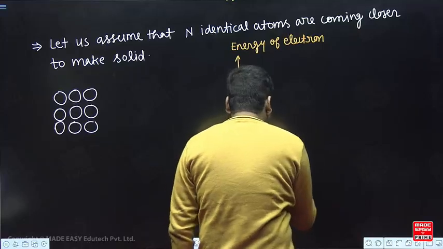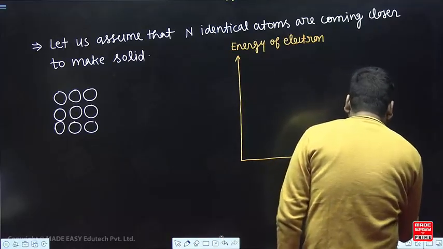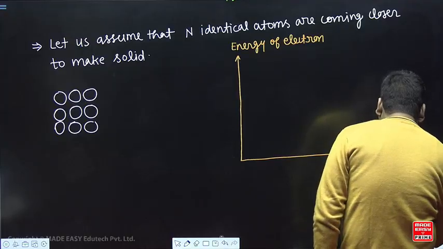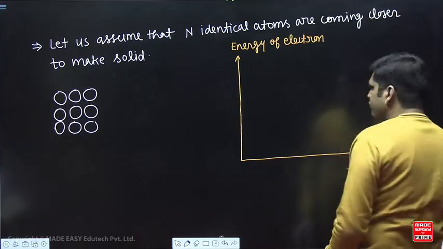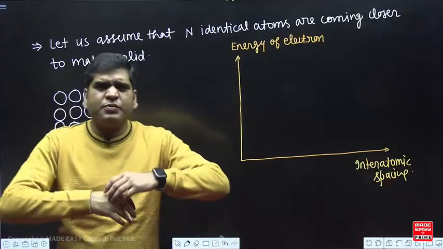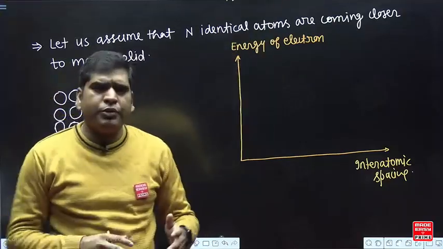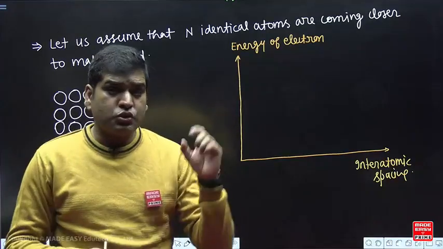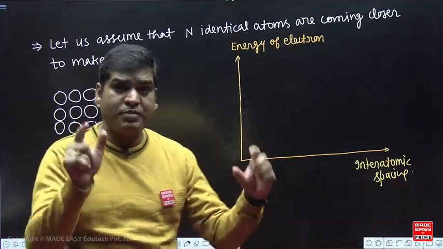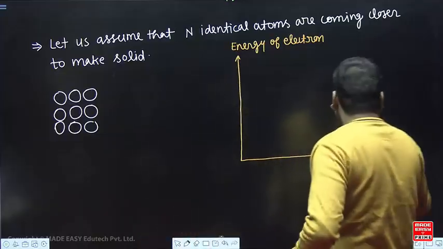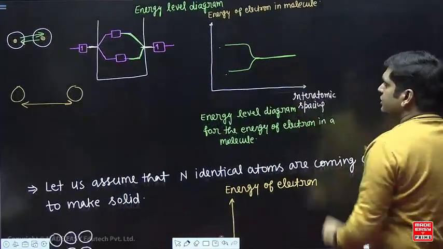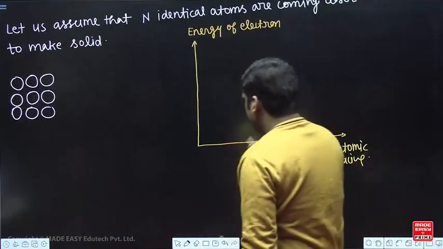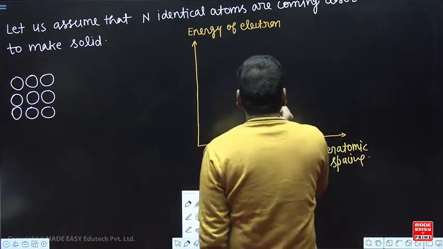and here we have interatomic spacing. Interatomic spacing means the distance between two atoms. Initially we are assuming that all these atoms are far away, at infinite distance, so they are not attracting or repelling each other. So each electron will have the same energy, like this. Here when the atoms are far away, the energy is the same, like this and this, both energies are the same. So when atoms are far away, the energy will be the same.